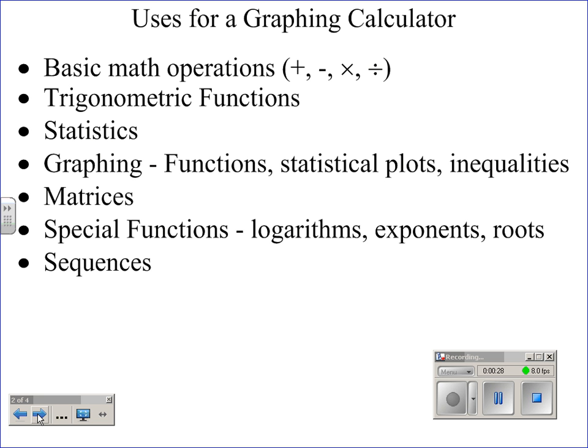You can do many statistical analyses with them. It will graph functions, statistical plots, and inequalities. You can work with matrices. There are special functions like logarithms, exponents, and roots that you can do. Finally, you can use it to create and graph sequences.